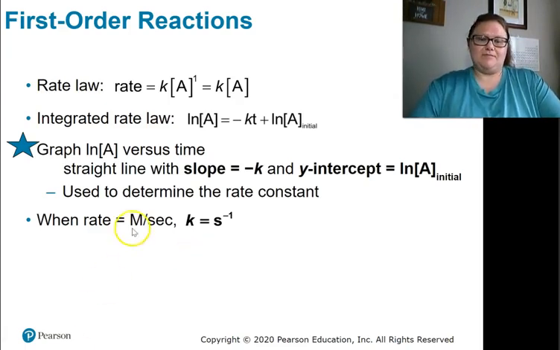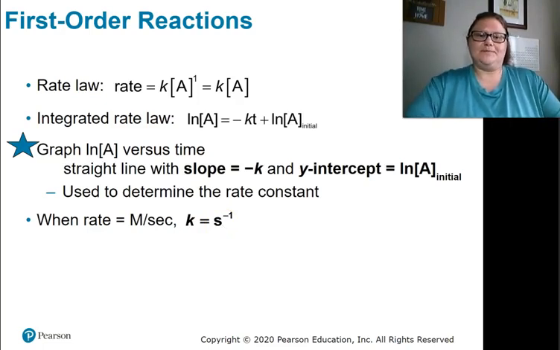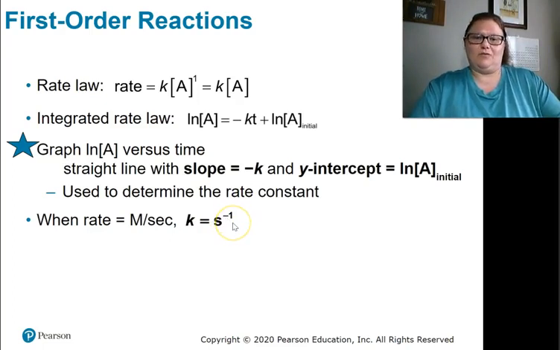So we have a rate. Okay, the rate is molarity per second. The K value that we're going to plug in for a constant for first order is going to have the unit of second inverse. And so that means 1 over second when you see the exponent like that, if you weren't aware. And for first order reactions, we're always going to see the natural log of A versus time. Those are our X and Y axes.